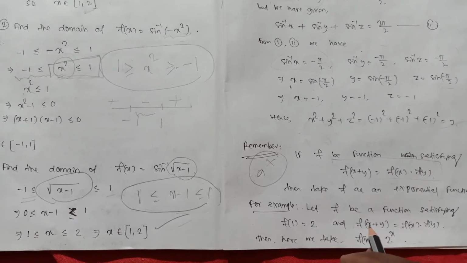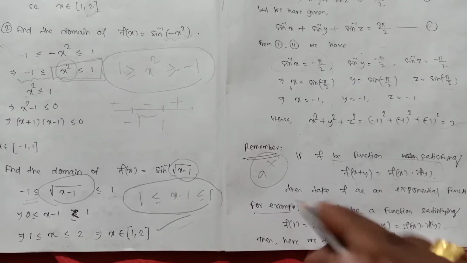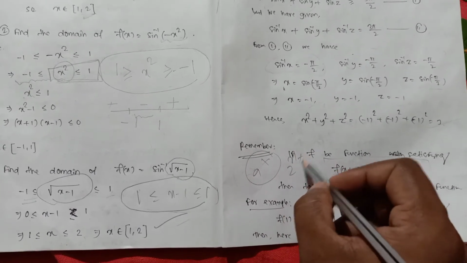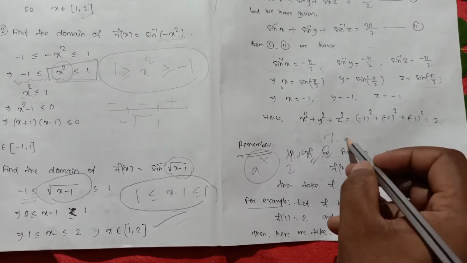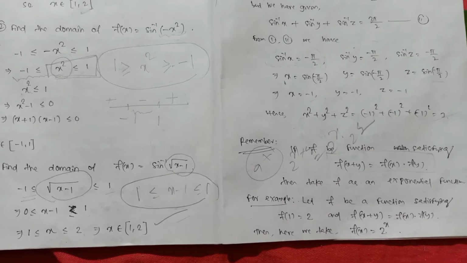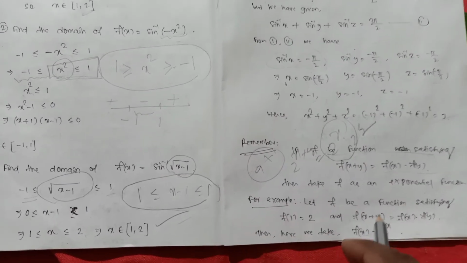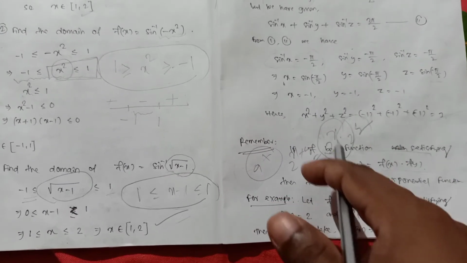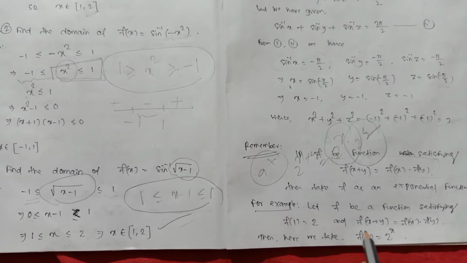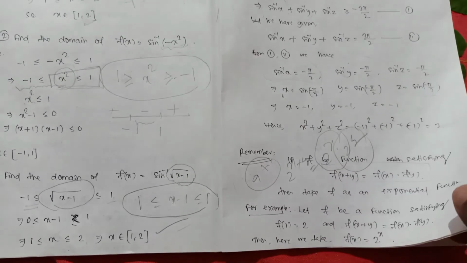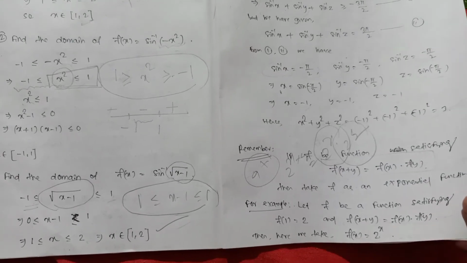And verify this condition: f of x plus y is equal to 2 to the power x plus y. What do we get? We get 2 to the power x plus y, which is equal to 2 to the power x multiplied by 2 to the power y. What is 2 to the power x? It is equal to f of x. And what is 2 to the power y? It is f of y. So 2 to the power x satisfies this condition. Now, based on this concept, let's do the next problem.